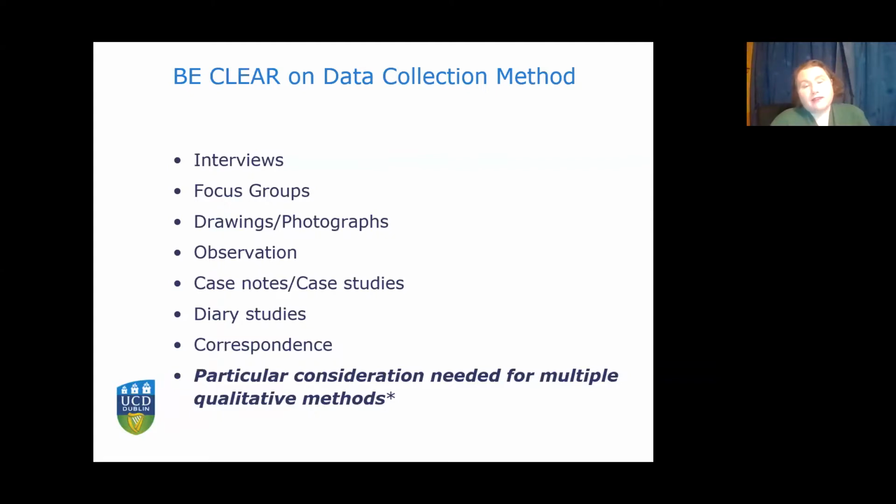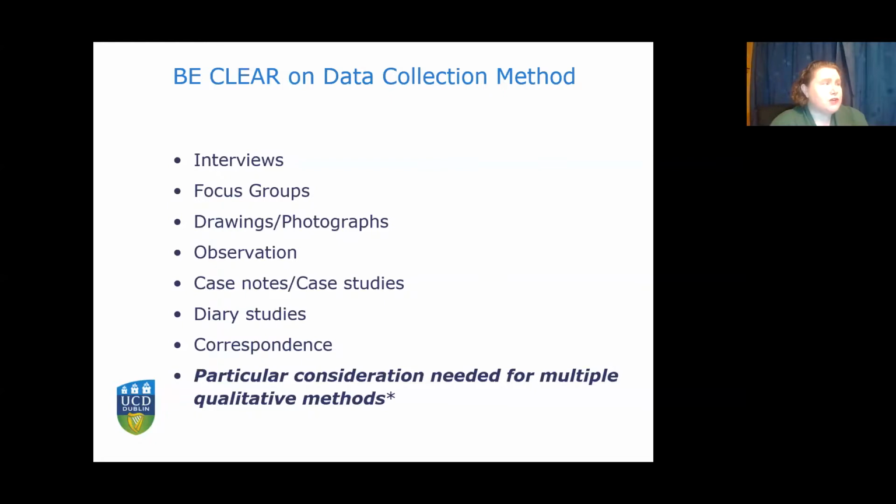And I've just flagged there the need to give particular consideration to multiple qualitative methods. Deborah, you had asked about that. And I think the reality is that it requires even more clarity, both in terms of why you did it, how you did it, and most importantly, how did you integrate those? Did you just treat it all as one set of data and analyse it independent of method? Did you analyse it in 2 groups and then do a mapping exercise? All of those things need to be considered.